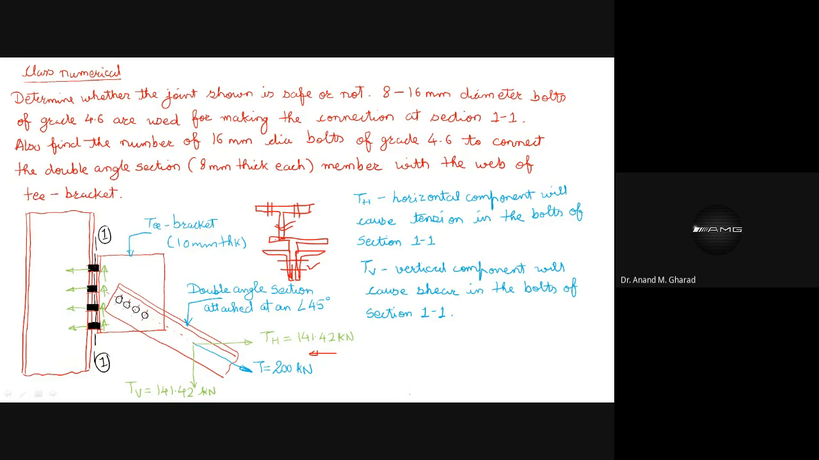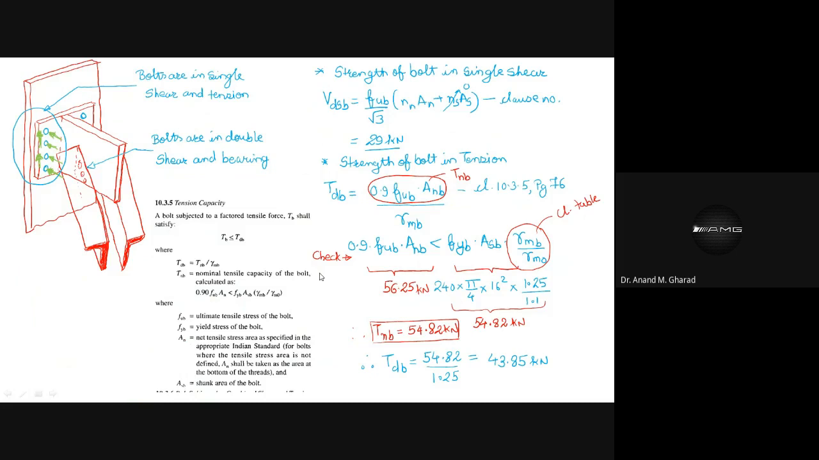Okay, fine. So before proceeding, I have written few things. TH is the horizontal component which will cause tension in the bolts of section 1-1, as I have discussed. TV is the vertical component which will cause the shear in the bolts in the section. Okay. Now let us try to visualize this complete figure with the help of a three-dimensional figure. Right.